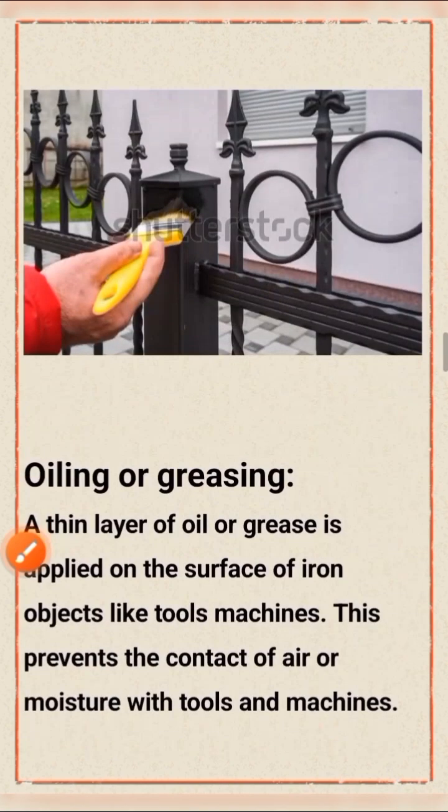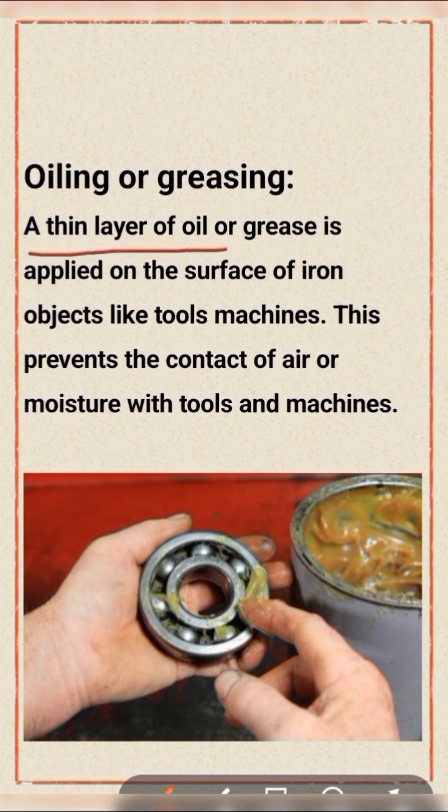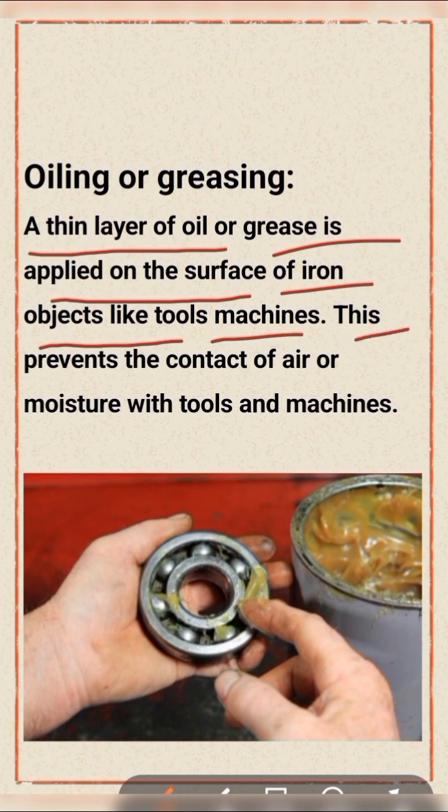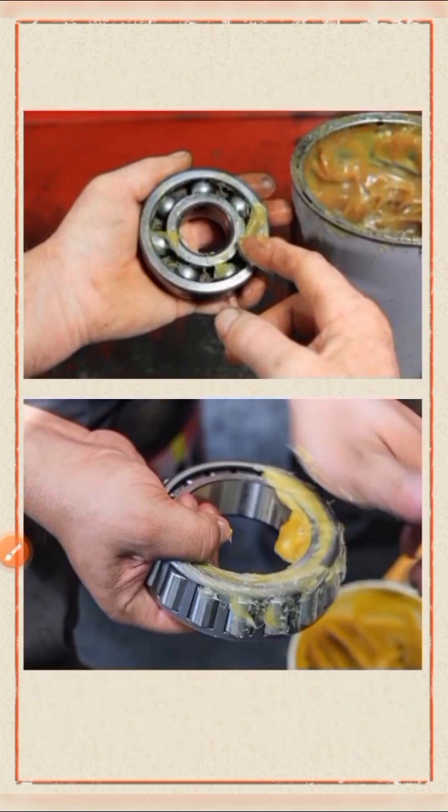Next, oiling or greasing. A thin layer of oil or grease is applied on the surface of iron objects like tools and machines. This prevents the contact of air or moisture with tools and machines. Show the picture supporting this part.